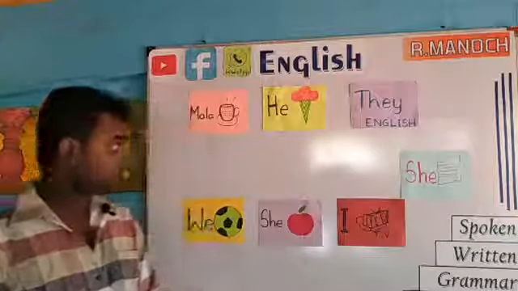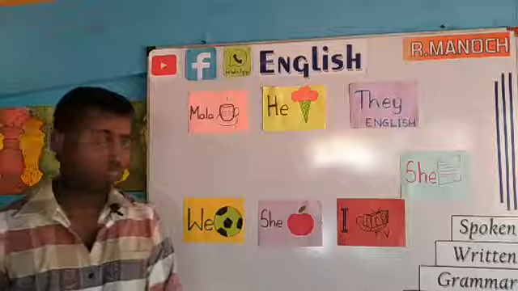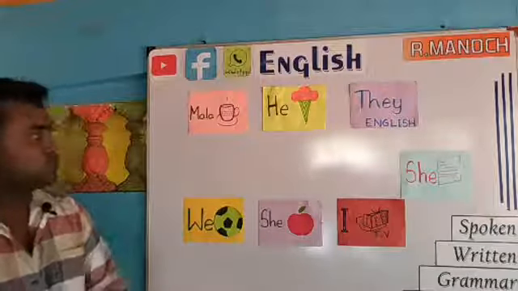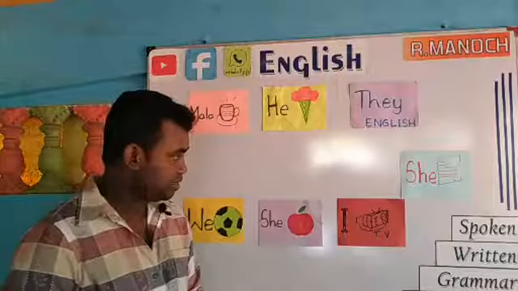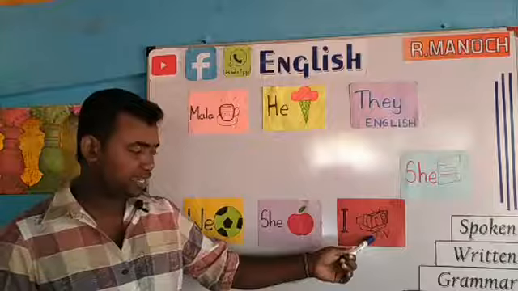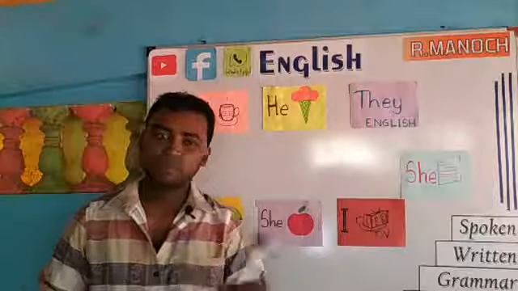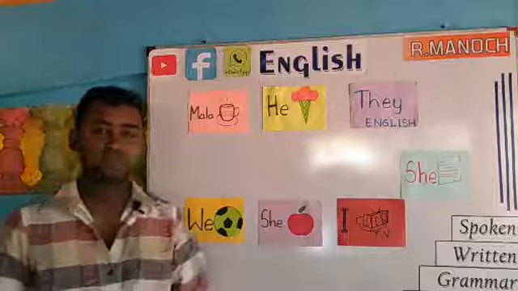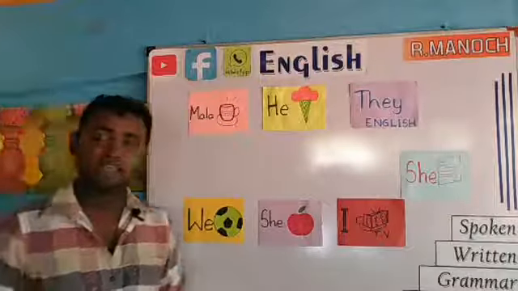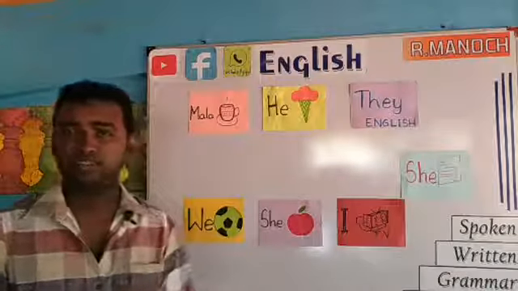So I have some picture cards for you. What is this? Cup of coffee, all of you know that, isn't it? This one, ice cream, and this is letter, television, apple, and football. First of all, let me talk about simple present tense. Before talking about simple present tense, I would like to tell you about something called verb.